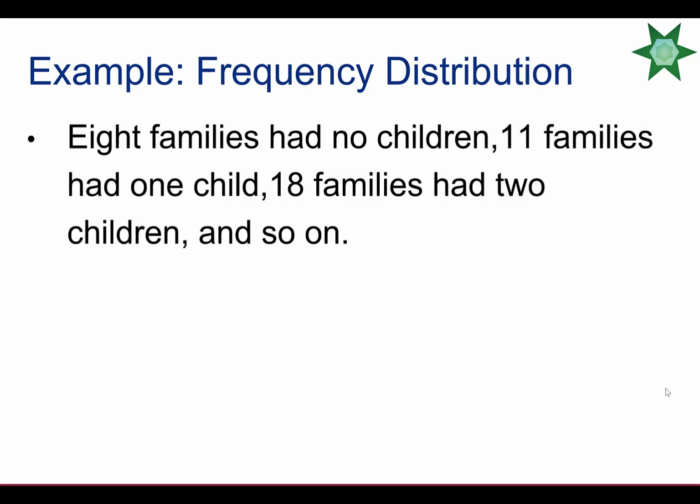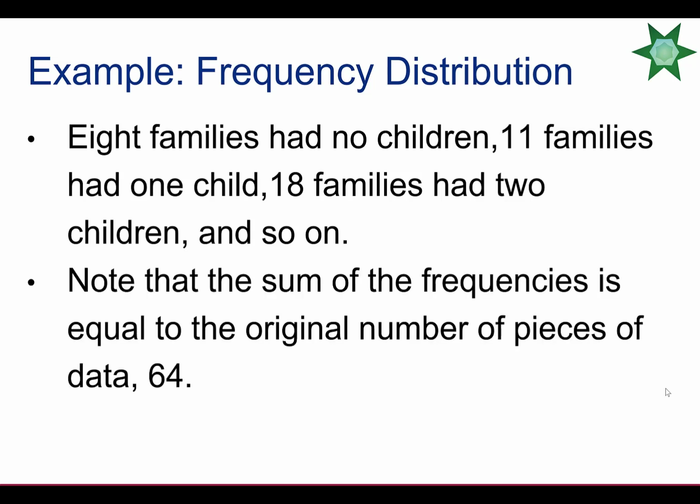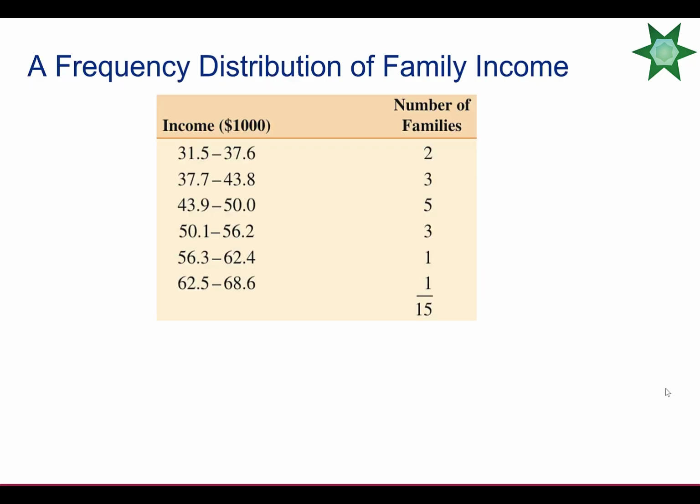So we notice 8 families had no children, 11 had 1 child, 18 had 2, and so forth. And again, I mentioned, notice that the sum of the frequencies has to add up to the original number of pieces of data, in this case 64.